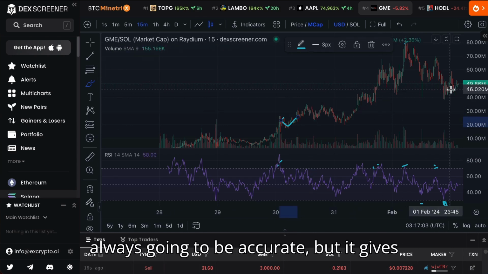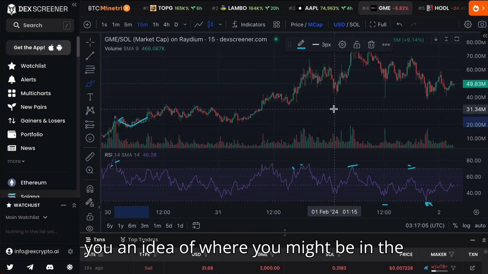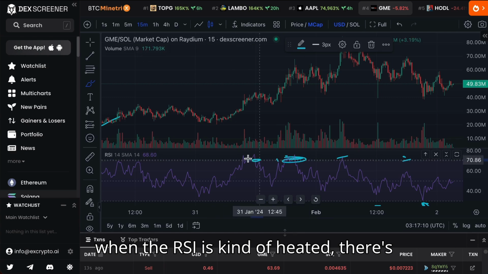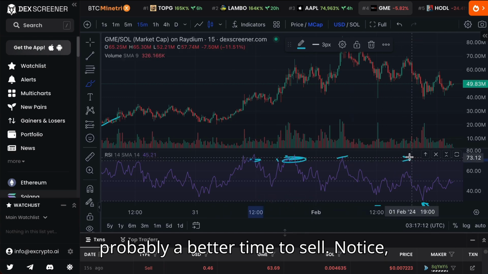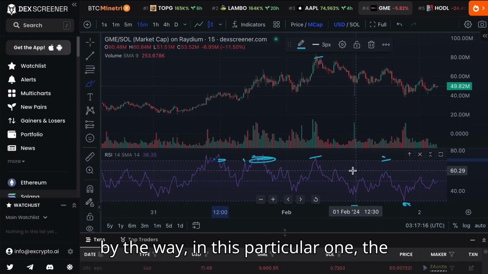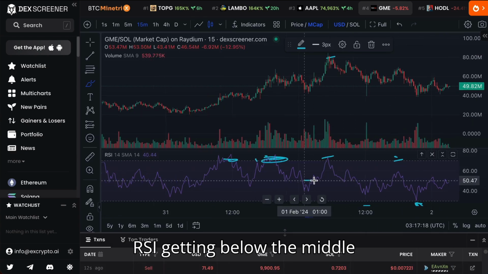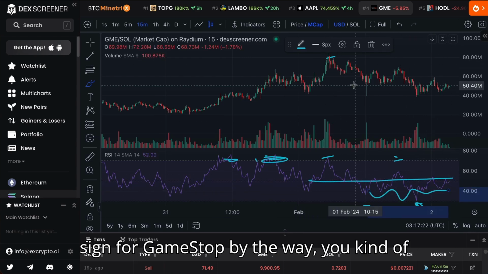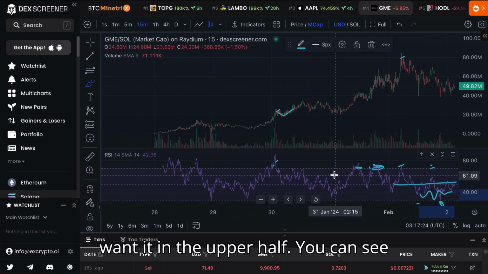Like I said, it's not always going to be accurate, but it gives you an idea of where you might be in the market. Like if you're selling at a time when the RSI is kind of heated, that's probably a better time to sell. Notice, by the way, in this particular one, the RSI getting below the middle line now and staying there is not a good sign for GameStop. You kind of want it in the upper half.